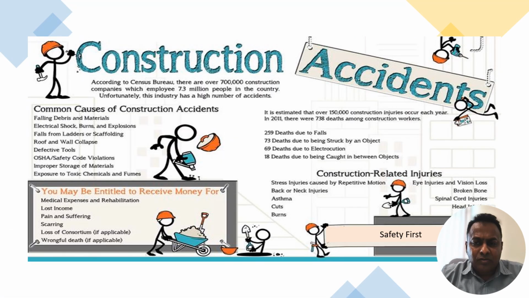Next, construction accidents are a common cause of injury. So these are the common causes, as I mentioned just now. And then the injuries can be strains, back or neck injuries, asthma, cuts, burns, eye injury, broken bones, spinal cord injuries, head injuries, and so on and so forth.